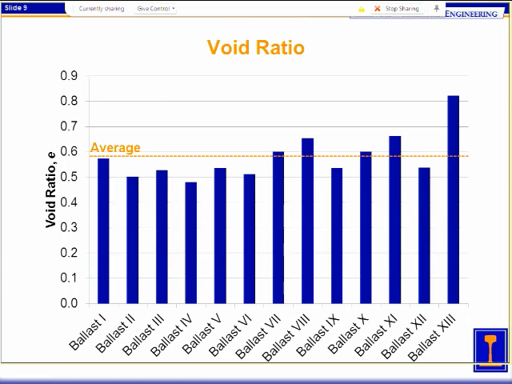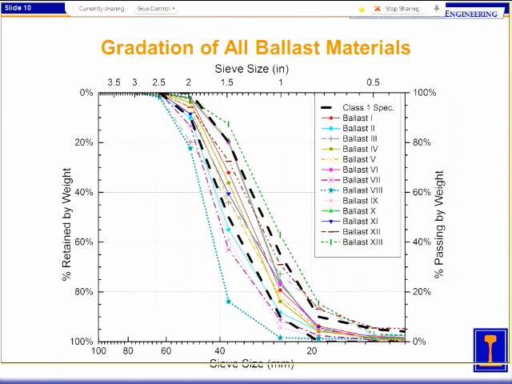Void ratio, though, we've got a little bit more variation, and we're pretty constant there in the 0.5 to 0.6 range, with a couple outliers, namely ballast 13 over here, which has a very high void ratio, and that'll be one of several factors that we'll come back to later.